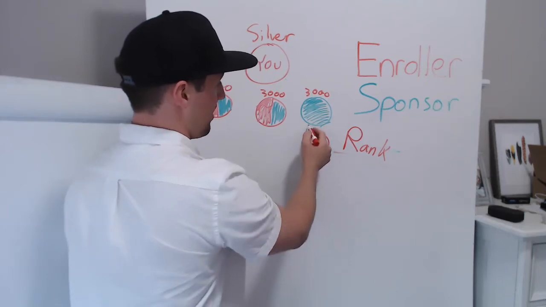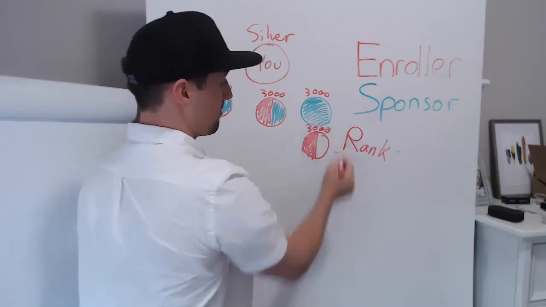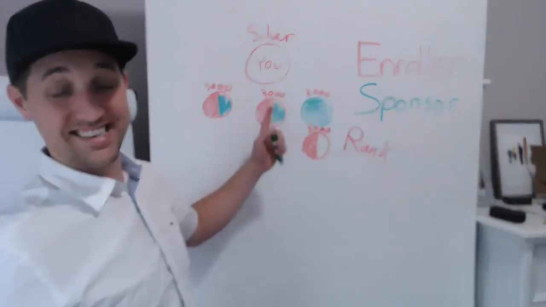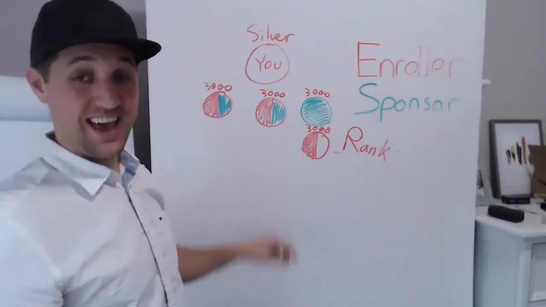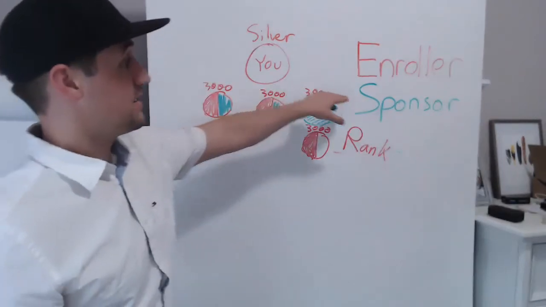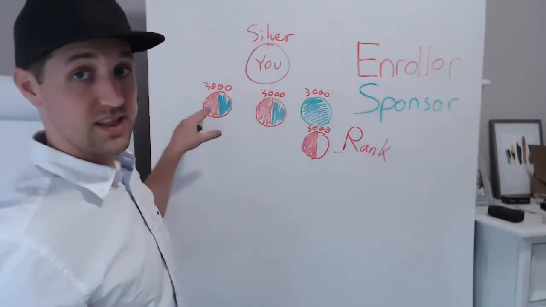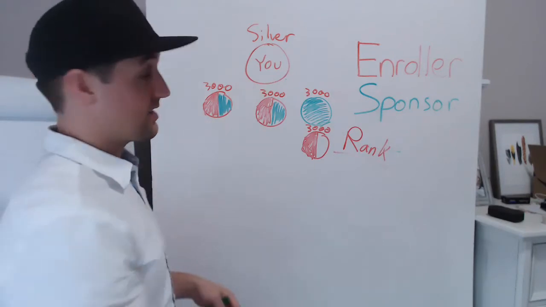They are the sponsor. And if this person does 3,000 in volume, then yes, you're a silver, even though this person isn't on your first level, okay? So again, rank is not sponsor-based. They don't have to all be on your first level. It's enroller-based. So it doesn't matter how deep.